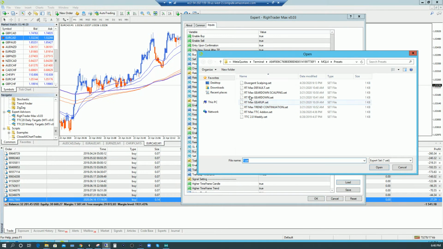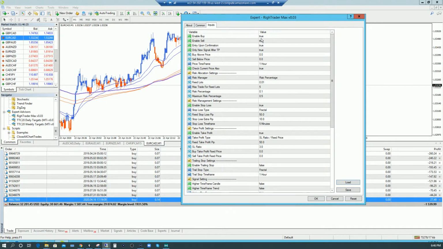Let's go ahead and load the divergent scalping setup we've already got right here. I want to double check the numbers. All right, so let's see here. We've got upon confirmation, we've got new signal, we've got another setup right here where we've got price above or below that level. We said that we're not going to be too worried about the price being above or below that level.